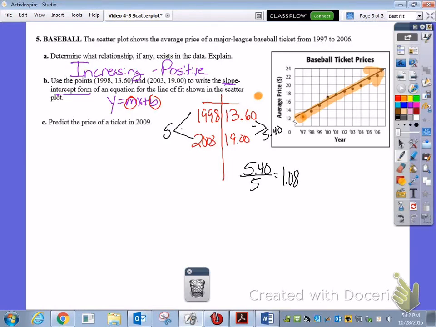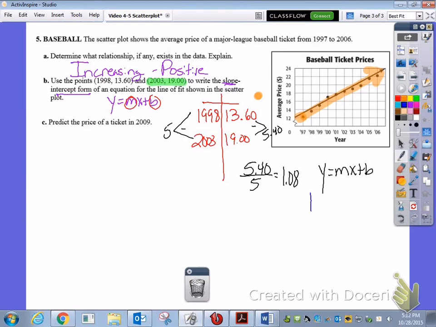Okay? So, my formula, and I'm going to write it over here so we have enough room. Y equals mx plus b. I'm going to pick a point. I'm going to use the first point. Actually, I used the second one. I was looking at what I did. I used the second one. It doesn't matter which one you use.